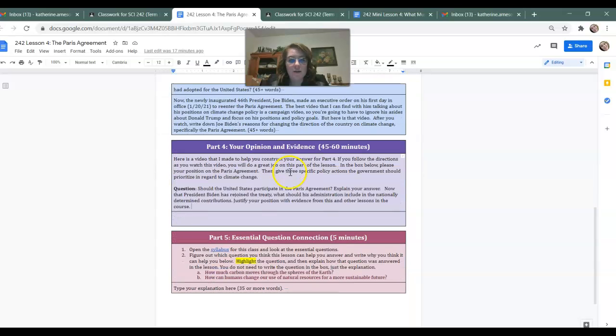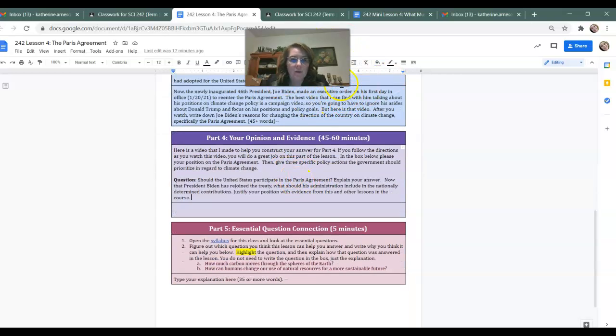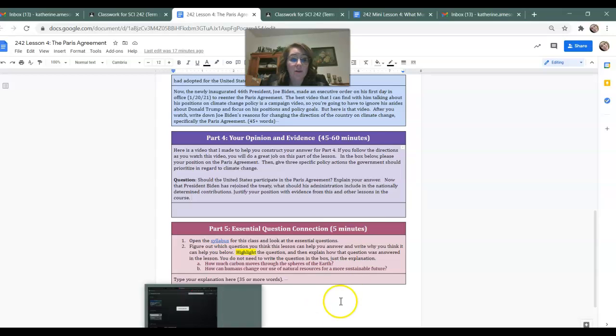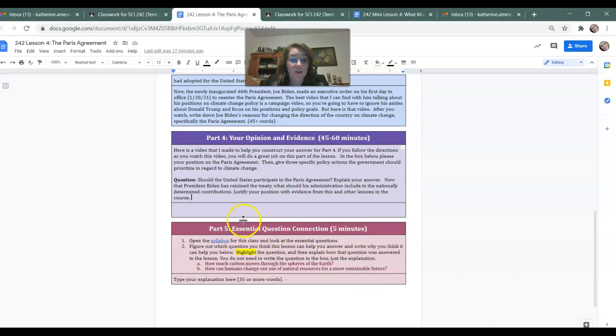And what you're going to do is kind of sum up what you learned already in this lesson, and you're going to tie it to some previous lessons. But I wanted to go over a little bit how to do that with you so that you can get a really good grade and do a really good job.